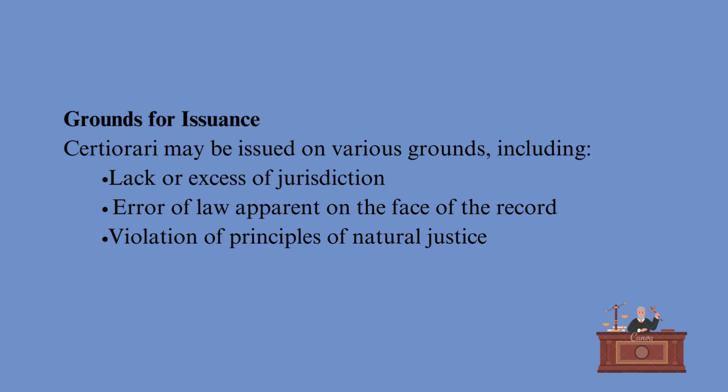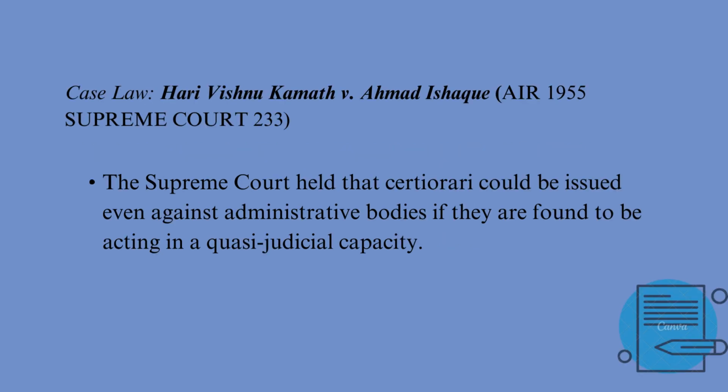This means that if there is any error of law apparent on the face of the record, such as misinterpretation of statutes or legal principles. Thirdly, the violation of principles of natural justice. This means that if the decision-making process of the inferior court or tribunal is biased, or if there are procedural irregularities or any failure to adhere to the principles of natural justice, such as the right to be heard. Now coming to the case law.